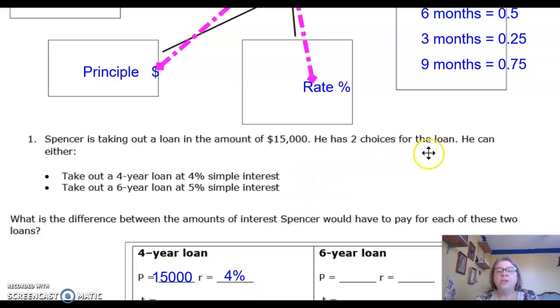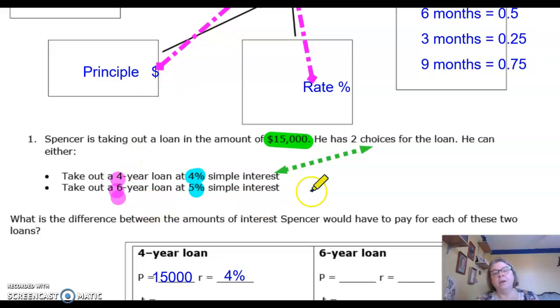He has 2 choices for the loan. So I'm going to take my 2 choices, which they've listed for me right down here. Let's highlight first our principal, which is $15,000. Our rates are the percents, and our time is the years. So we've got our 3 things that we're going to multiply.